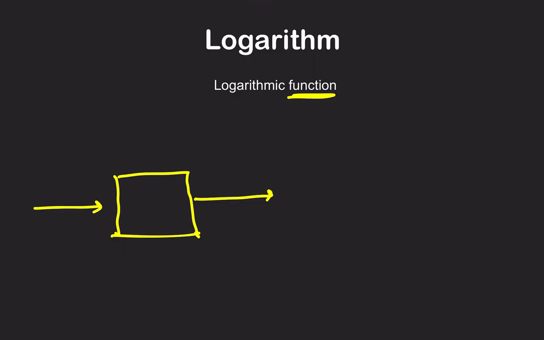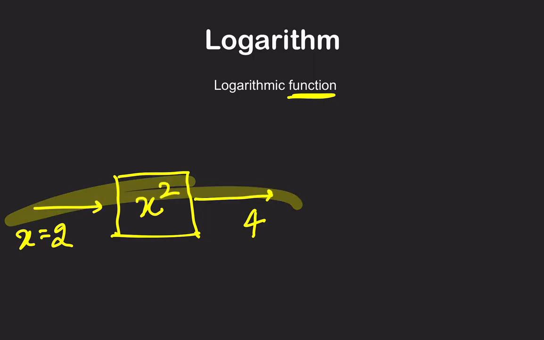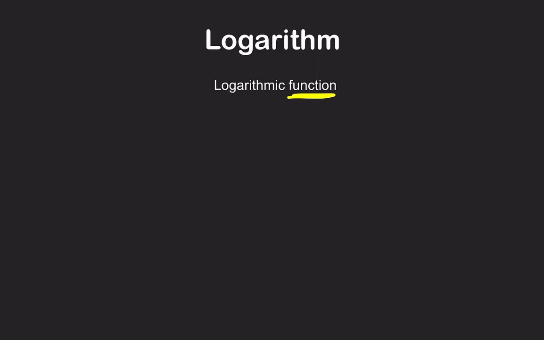So suppose the machine x square is also a function. Whenever you give input as x is equal to 2, what are you expecting to come out of this machine? You are expecting that 4 will come out of this machine because 2 square is 4. So a function is a machine which converts input to an output. I hope it is clear.